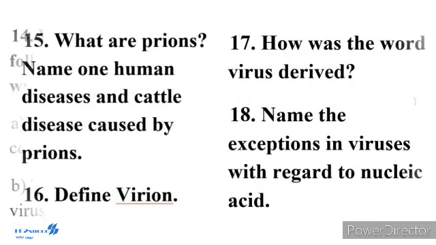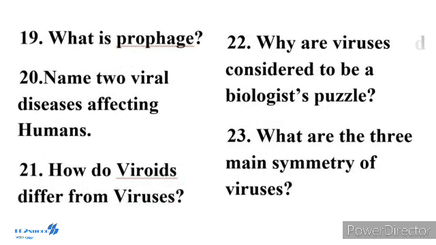Question number 15, what are prions? Name one human disease and cattle disease caused by prions. Question number 16, define virion. Question number 17, how was the word virus derived? Question number 18, name the expression in viruses with regard to nucleic acid. Question number 19, what is prophage? Question number 20, name 2 viral diseases affecting humans.